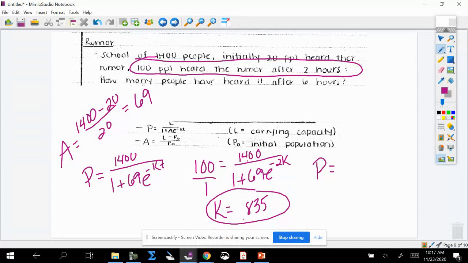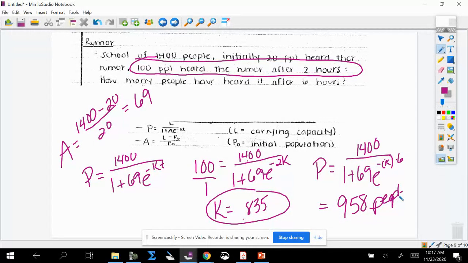Now we're going to take our 1400 over 1 plus 69 e to the negative, and then I'm going to have my k value that I just found, and then 6 because that's the time I'm working with. I'm going to take the k value times 6, times a negative, take e to that power times 69 plus 1. Whatever I answer, that's going to be my entire denominator. I'm going to take 1400 divided by that denominator. And what I find out is after only 6 hours, 958 people have heard the rumor.